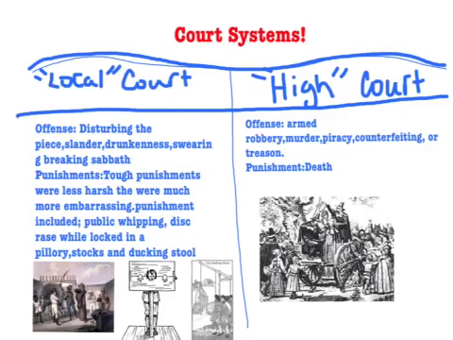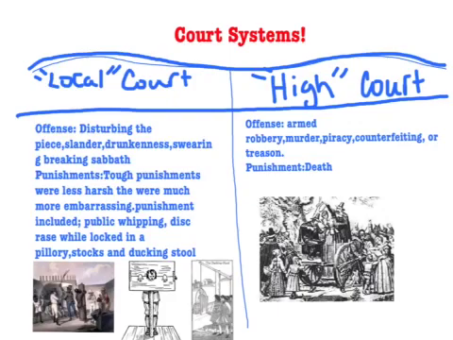These punishments included public whipping, disgrace while locked in a pillory. A pillory is where your head is locked in between 2 pieces of wood and people will just stare at you and know that you did something bad. So that's really embarrassing if you think about it. Also, a ducking stool is where you would be locked on a chair and they would dunk you in the river. Sometimes they would drown you, other times they just dunk you.